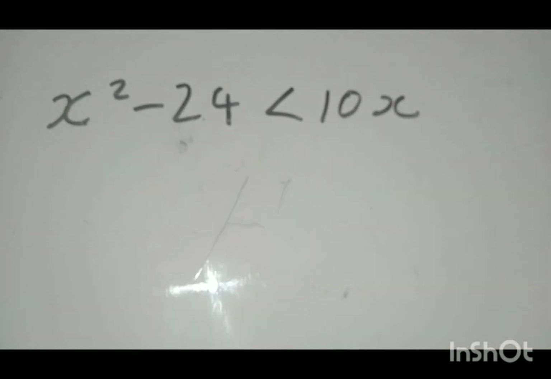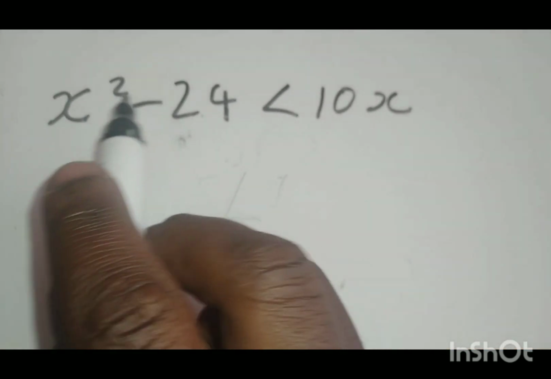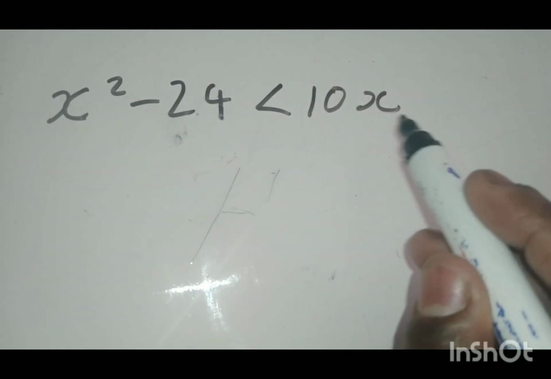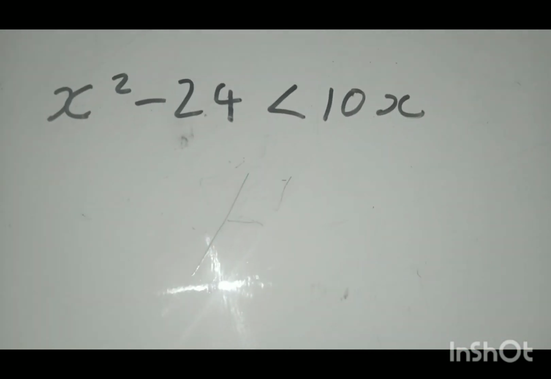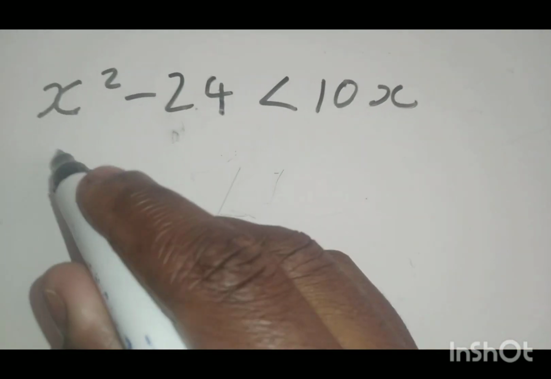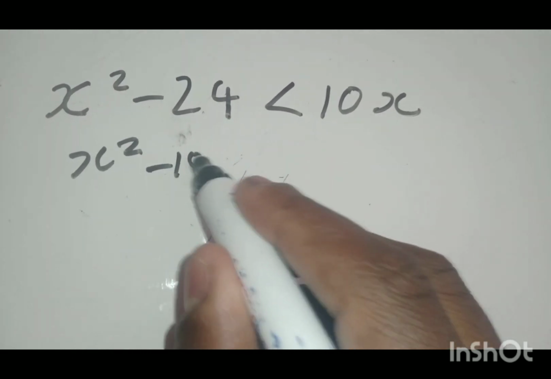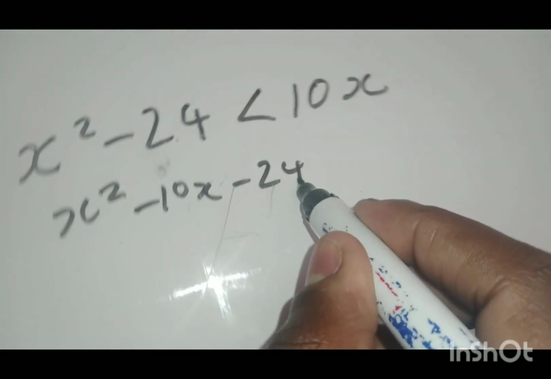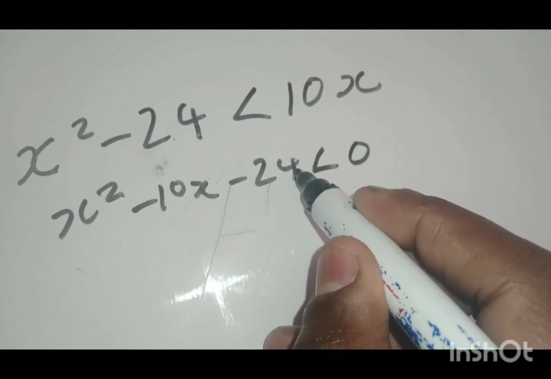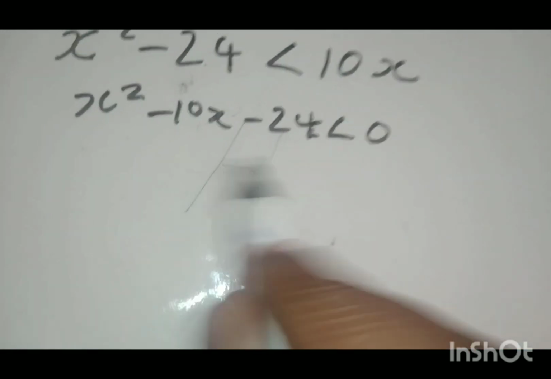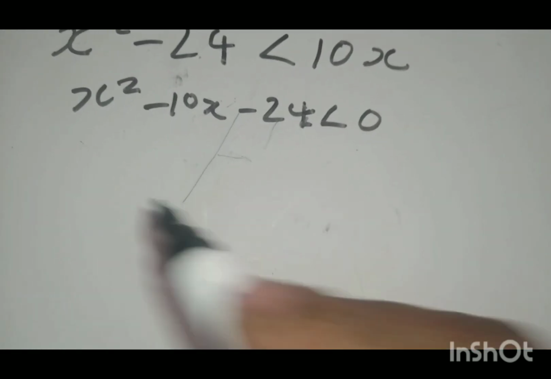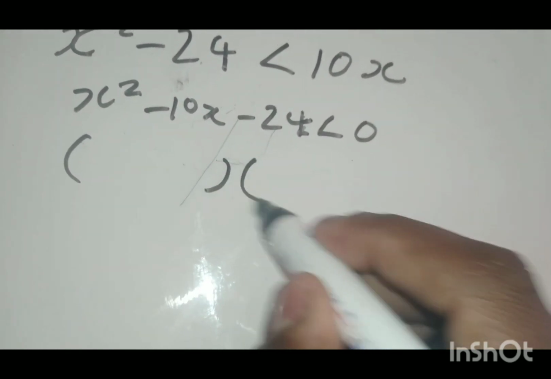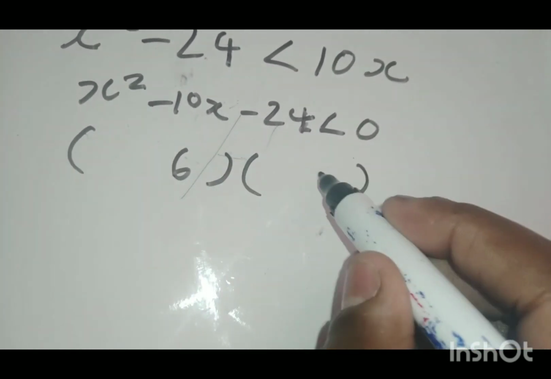Here is the next activity. So we are given something like this. When we see that this is x squared and this is x, we know it's going to be quadratic definitely. So we have to take everything to one side. So then this becomes x squared minus 10x minus 24 is less than 0, right? So it means this whole thing must be negative. So let's factorize. When we factorize it, we will definitely have a 6 and a 4.